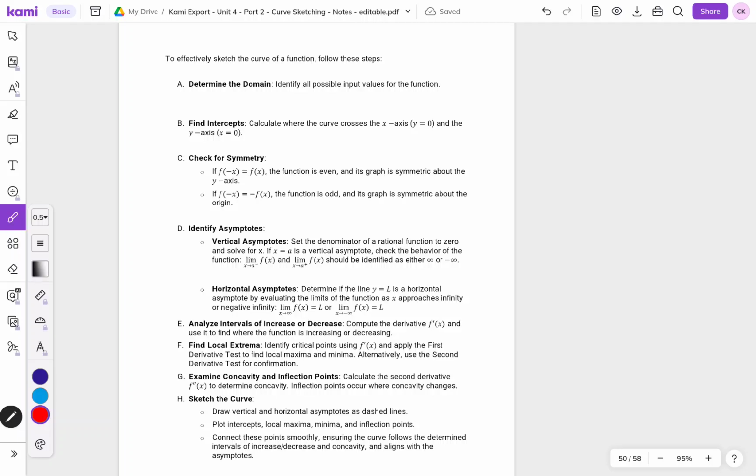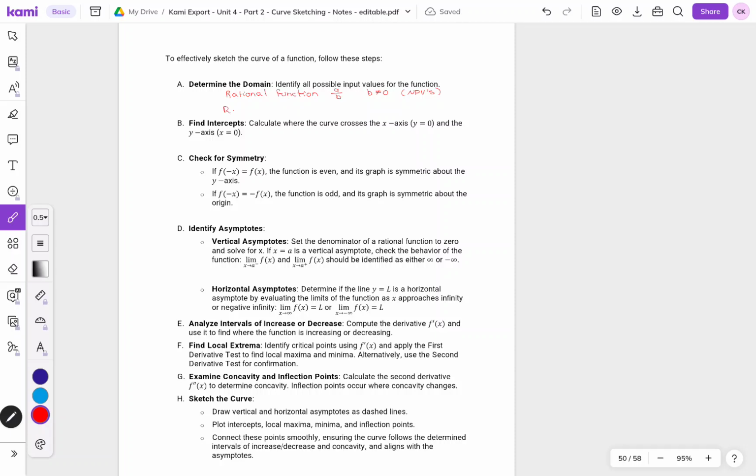So you always start with finding your domain. So remember, it could be that we have a rational expression or a rational function. So maybe we have A over B, where B is not allowed to equal 0. So this is where we would have our NPVs. So we would say that X is not allowed to equal these certain values.